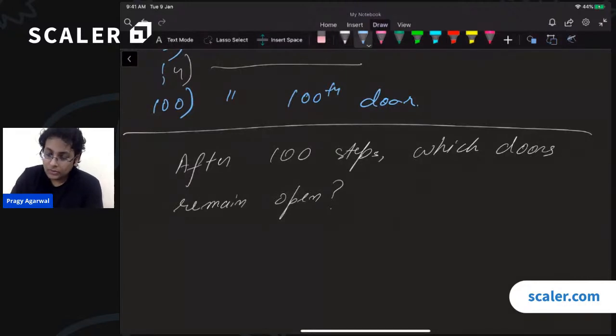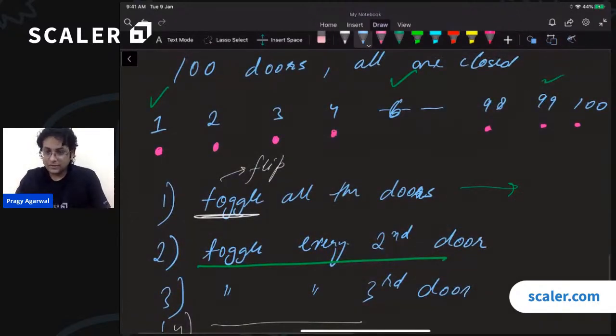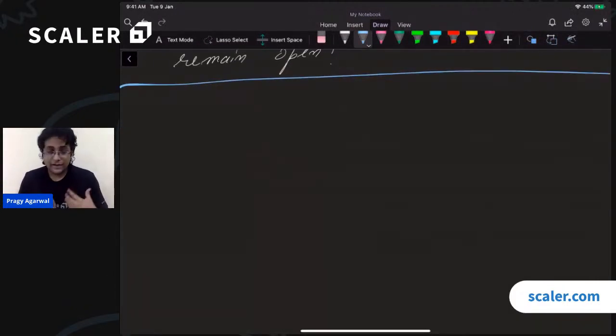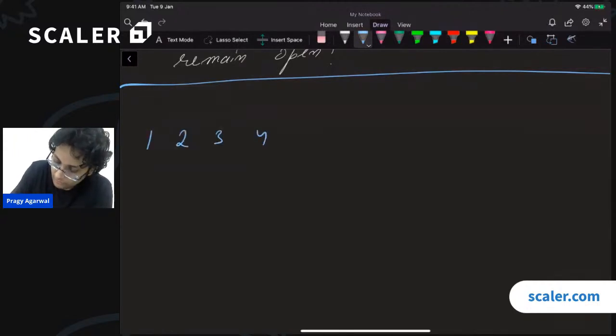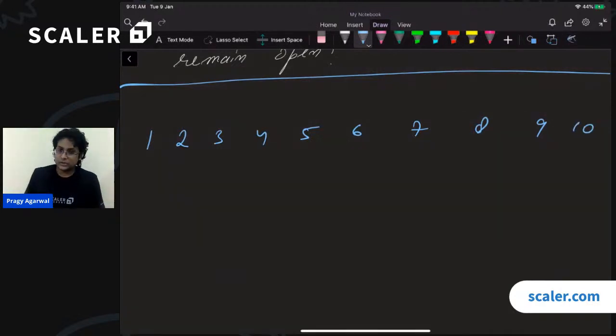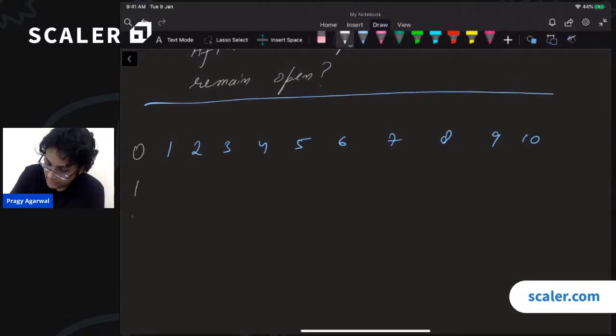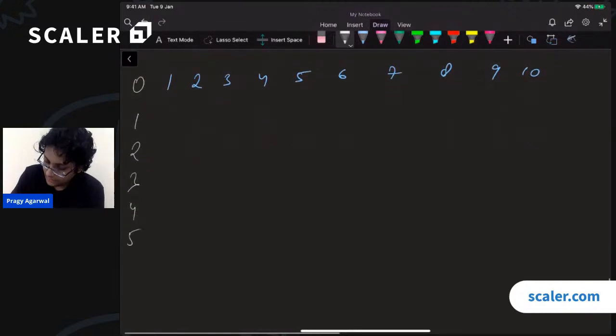All right. So this 100 is a very, very large number, so let us actually reduce the problem. Whenever you have a difficult problem, you try to check that problem on smaller numbers. So let us say that we only have 10 doors: 1, 2, 3, 4, 5, 6, 7, 8, 9, 10. Initially, all of them are closed. This is step 0. Then step 1, step 2, step 3, step 4, 5, 6, 7, 8, 9, 10.